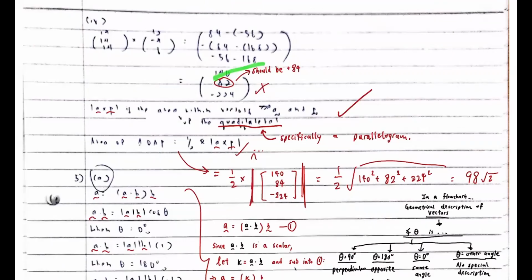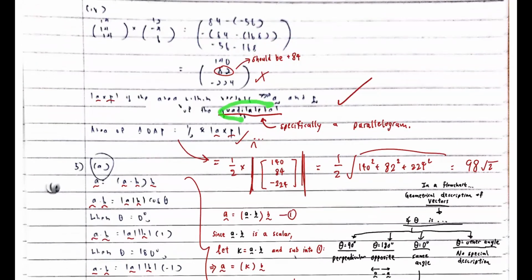Oh, careless mistake. This should be 84. You go and check again. Your working is okay here. You typed in the calculator wrongly. Okay, then here, you mentioned a quadrilateral.